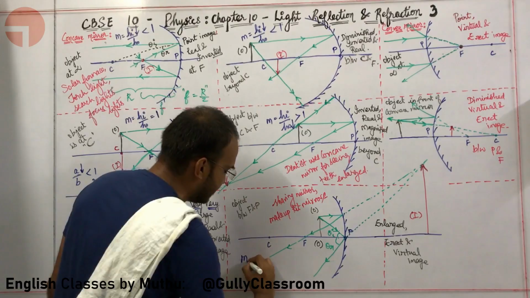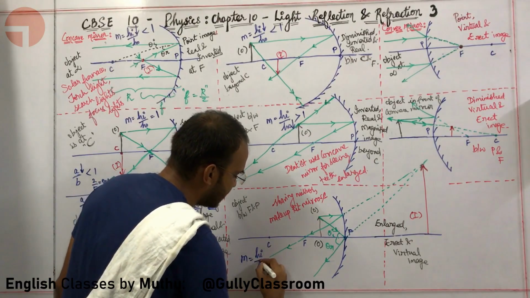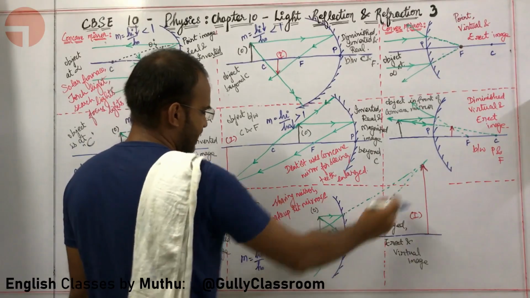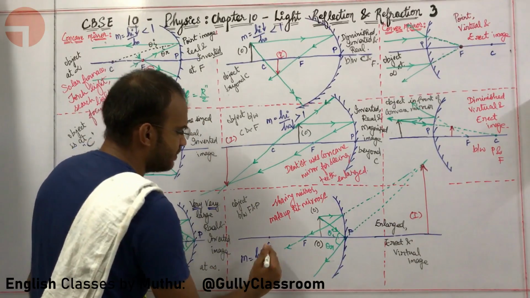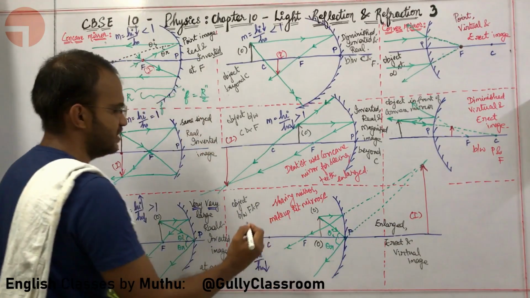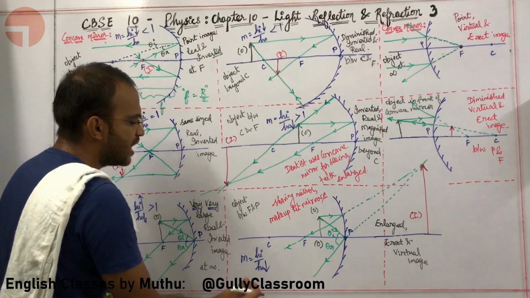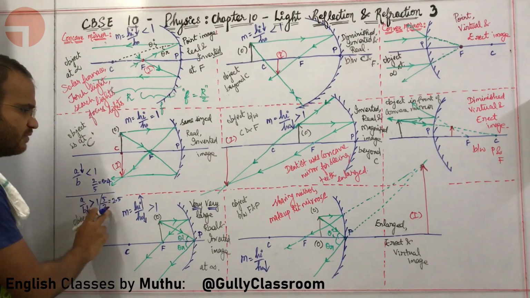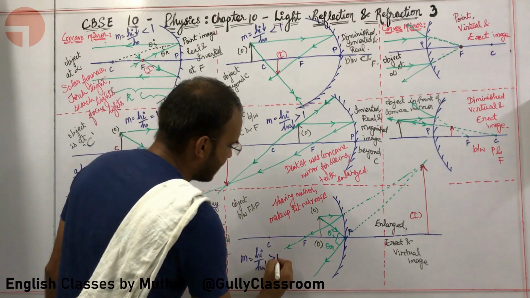What about this condition? Magnification is equal to hi by ho. Once more I am getting a very enlarged image. Enlarged image means the object is very small. If the object is small, automatically my denominator is small. If my denominator is small, I will get a greater magnification.